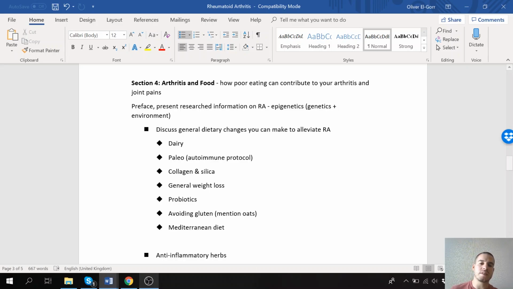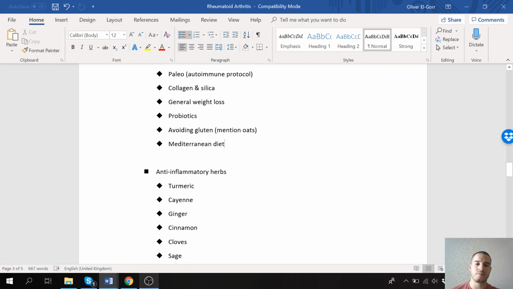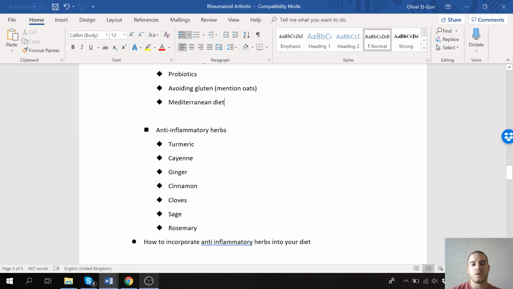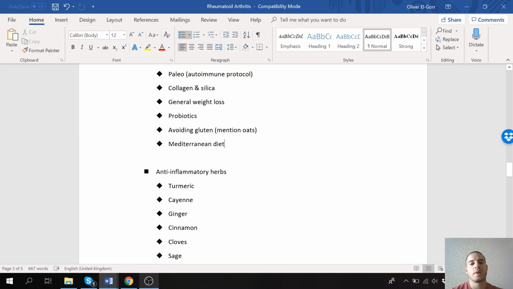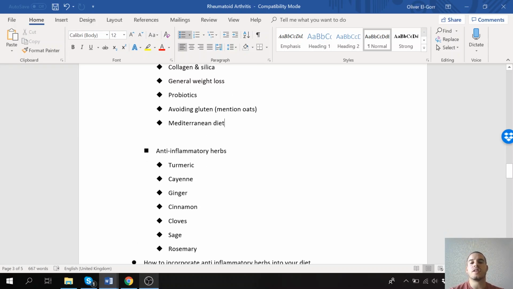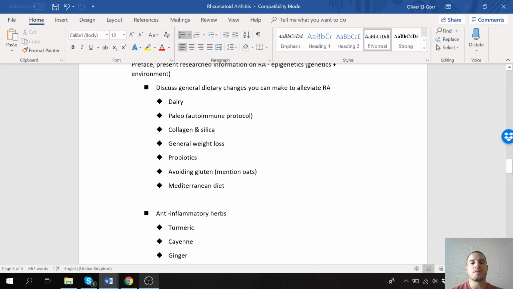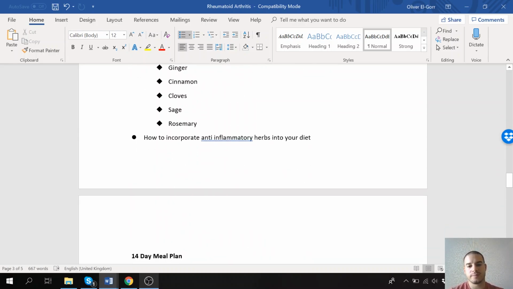If you don't include this, then your writer will be left to their own creativity and they might miss important things. Stuff like dairy, paleo, collagen, general weight loss. If you lose weight, you'll have less pressure on your joints and your RA will be better. Eat more probiotics, avoid gluten, adopt a Mediterranean diet. I also have certain anti-inflammatory herbs and how to incorporate them into your diet. Turmeric, cayenne, ginger, these are all ones I found out in the research phase. Do your research, do your research.